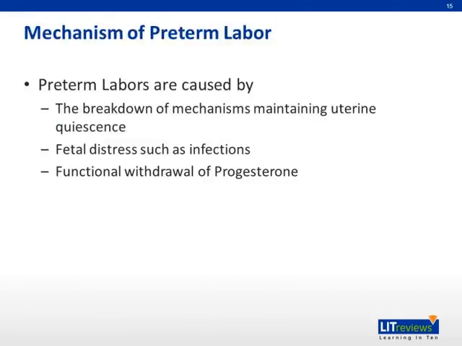While the cause of spontaneous preterm birth is unknown, a history of spontaneous preterm birth is one of the strongest predictors for a preterm birth in a subsequent pregnancy. It is speculated that preterm labors are caused by the breakdown of factors maintaining uterine quiescence, fetal distress, and progesterone withdrawal.